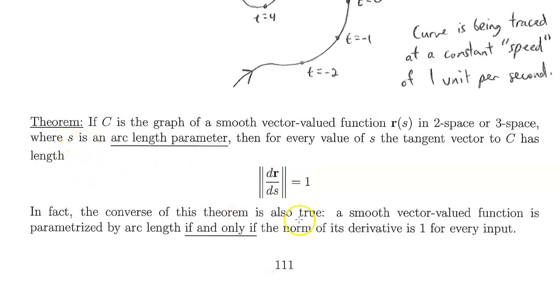In fact, the converse of the theorem is also true. A smooth vector valued function is parameterized by arc length if and only if the norm of its derivative is 1 for every input. So arc length parameterizations are important, especially for theoretical purposes, and this will come into play some in the next section.